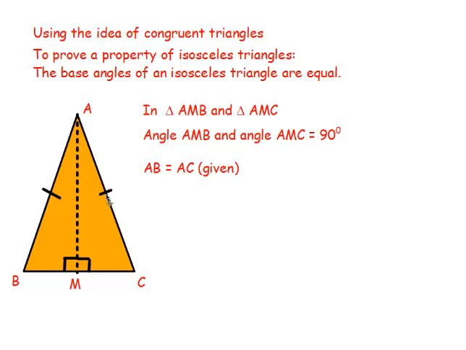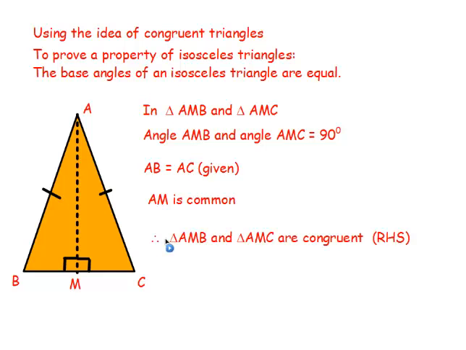In other words, the hypotenuses of the two smaller triangles are equal, and AM is common to both, so the shorter side in these two right angled triangles is equal, and therefore these two triangles are congruent: right angle, hypotenuse and side.